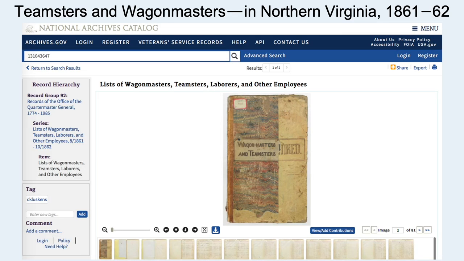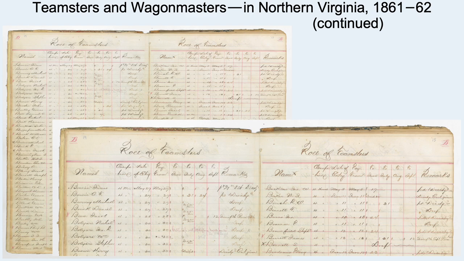Moving along, let us look at a small digitized series, one single volume called The Lists of Wagon Masters, Teamsters, Laborers, and Other Employees, August 1861 to October 1862, that has employees in Northern Virginia. On this slide, you see an image from our online catalog that shows the cover of the volume and the first dozen images. This is a close-up of one of the images that is online.